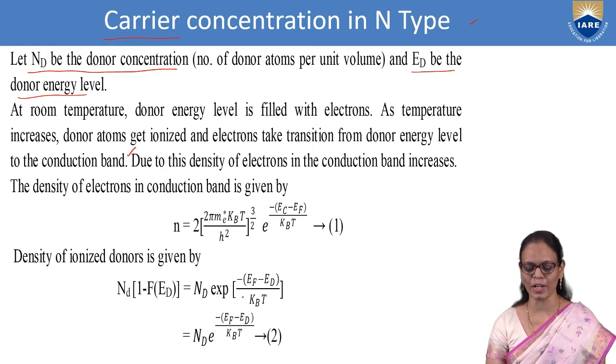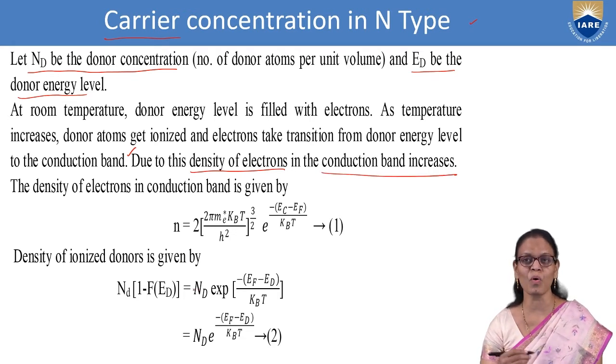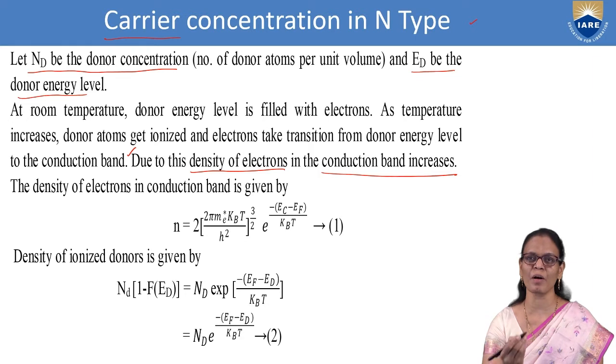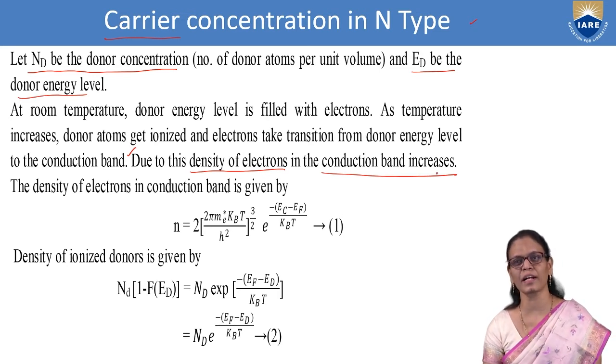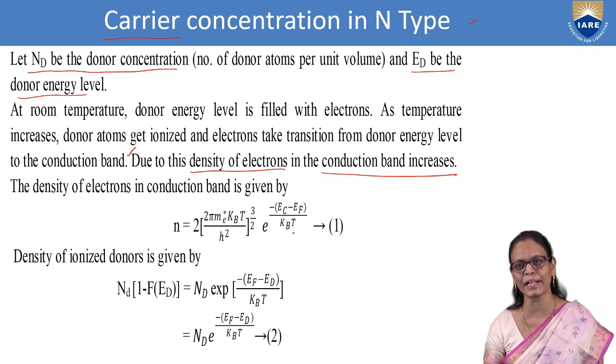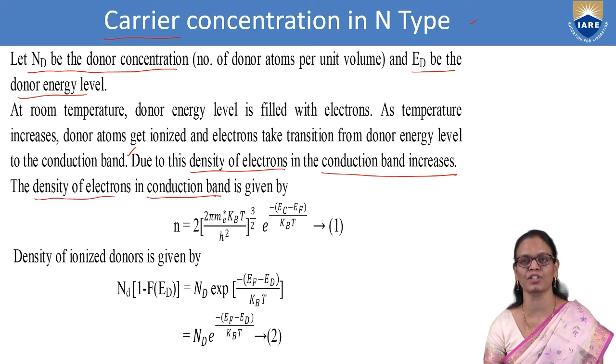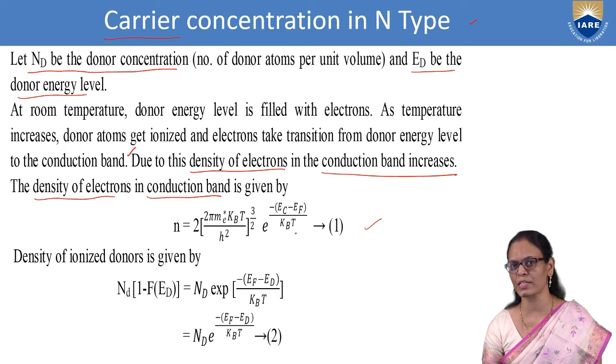And because of this, the density of the electrons in the conduction band increases. More and more electrons shift from the donor level, so the number of electrons per unit volume increases in the conduction band. So we will be using the expression which we have already derived. What is the expression for the density of electrons in the conduction band? We have already derived it in our previous lecture. You can refer to that video for the derivation of this expression.